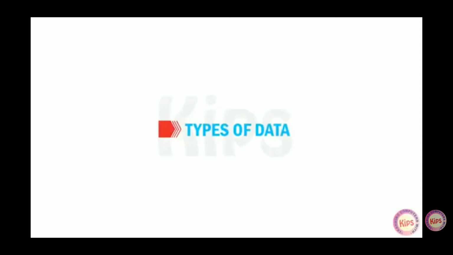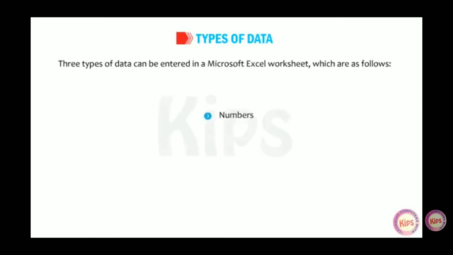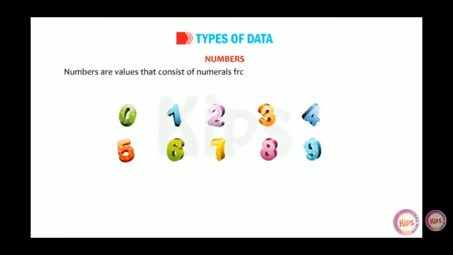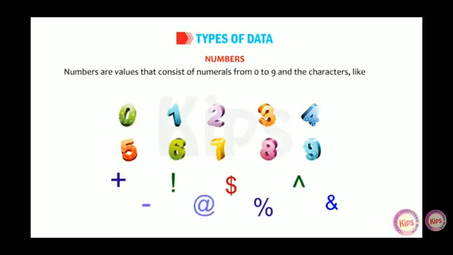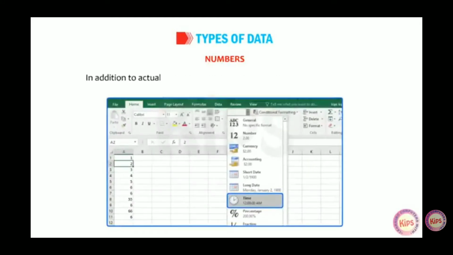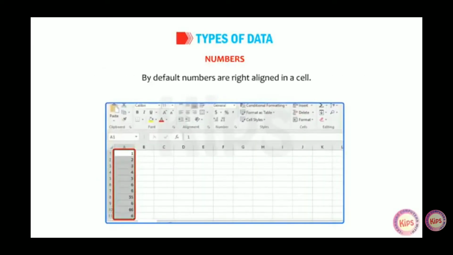Let us talk about various types of data now. Three types of data can be entered in the Microsoft Excel worksheet, which are as follows: numbers, text, formulae. Numbers. Numbers are values that consist of numerals from 0 to 9 and characters like plus, minus, exclamation sign, at, dollar, percentage, caret, etc. They can be used in calculation. In addition to actual numbers, Excel also stores date and time as numbers. By default, numbers are right aligned in a cell.